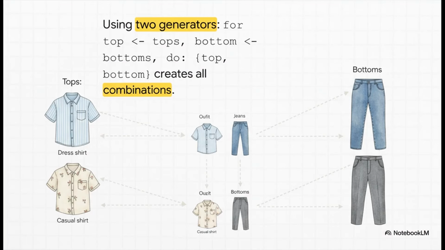And the solution? Well, it's that exact multiple generator pattern we just looked at. We just say, for each top in the tops list and for each bottom in the bottoms list, create a new tuple containing that top and bottom. And just like that, we have a list of all possible outfits, which sets us up perfectly for our next step.